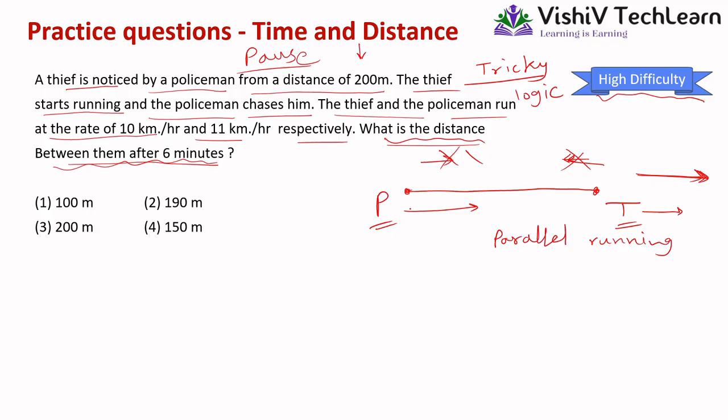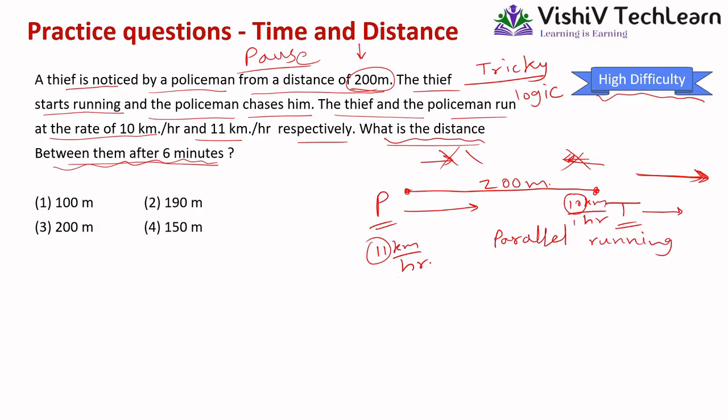This is one thing we need to clear. Second thing, the distance between these two, thief and police, is 200. So we can write it down here, 200. The policeman is having the speed of 11 km per hour and the thief is having the speed of 10 km per hour. So within 1 hour, the policeman will run 11 kilometers. Within 1 hour, the thief can run 10 kilometers. That is what the speed is given.